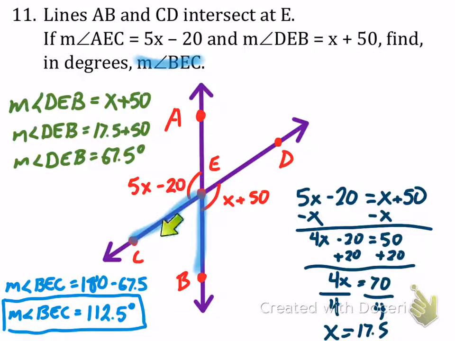Oh, and one thing. Notice my picture is clearly not drawn to scale because this is an obtuse angle, this is an acute angle, but that's okay. It still helped me solve the problem. When I set it up, I didn't know what the angle measures were, but I still was able to solve the problem, and there I go. Anyway, let me know if you have any questions.